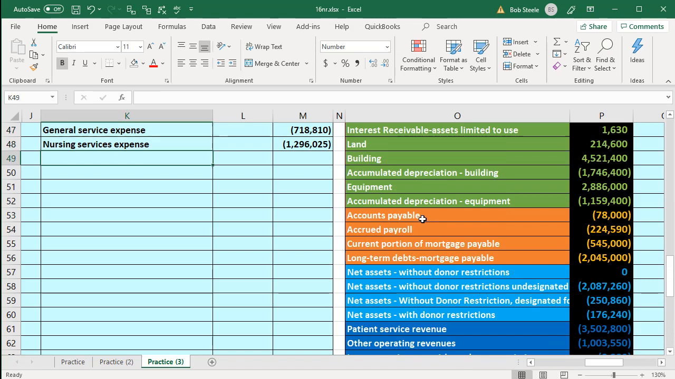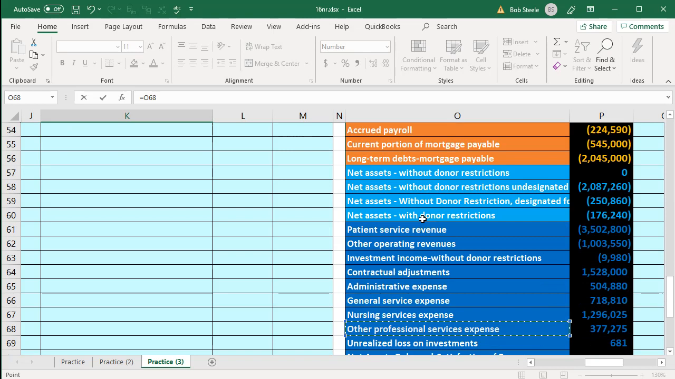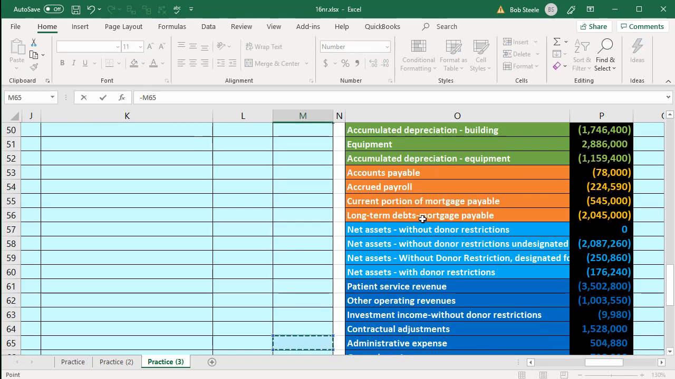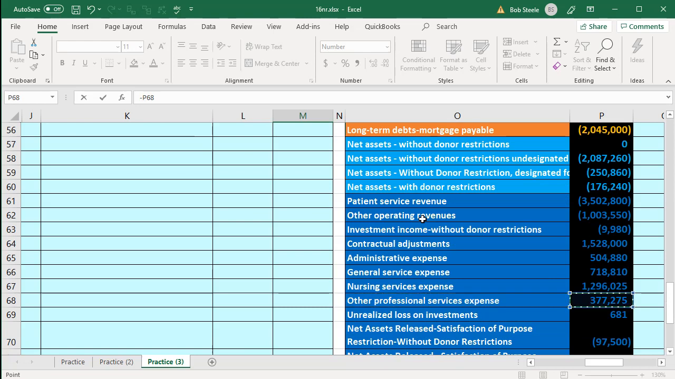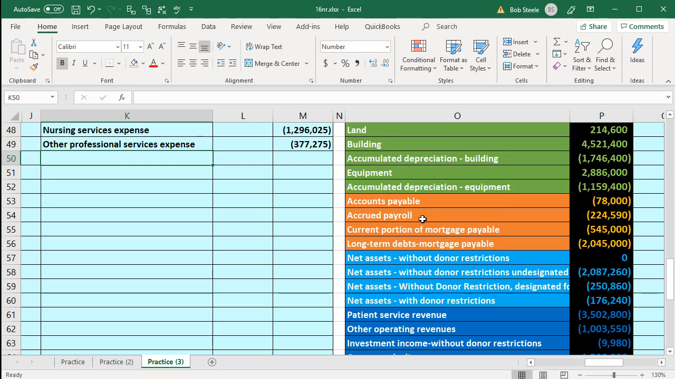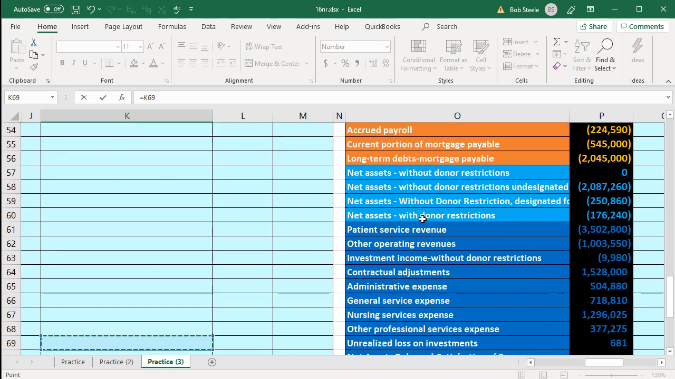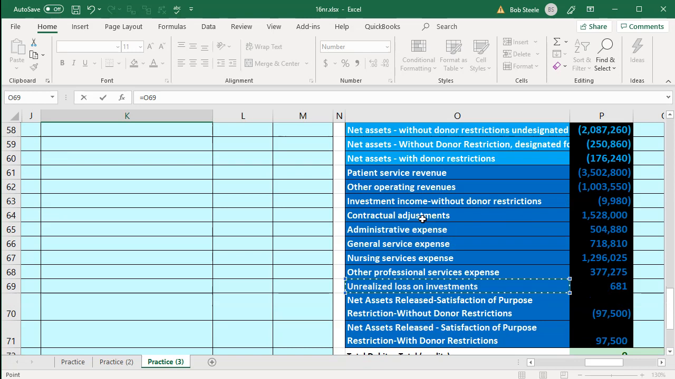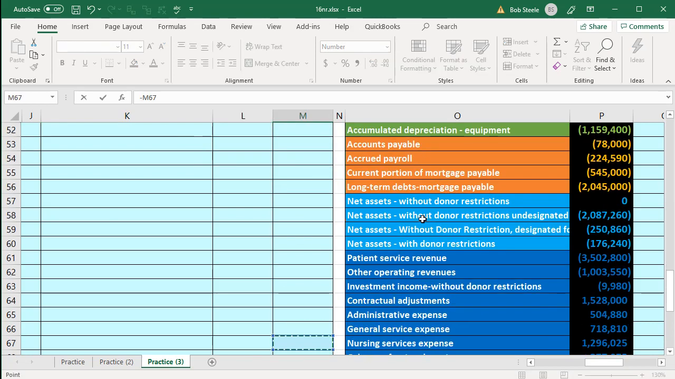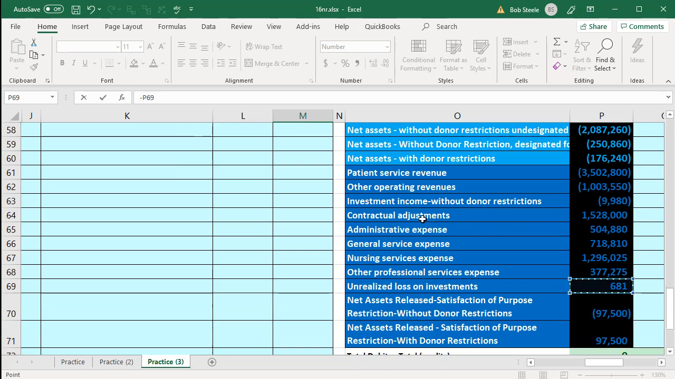$1,296,25. The next item is going to be under the nursing expense, where we have the other professional service expense. We're going to be on the credit side in M49, negative of, scrolling back down to the other professional service expense and enter. Then we're going to have the unrealized, I think it was, equals, let's double check, equals the unrealized loss. And so we're going to say enter, and we'll pick that one up, and I'm going to say negative of, on the credit side, the unrealized loss.